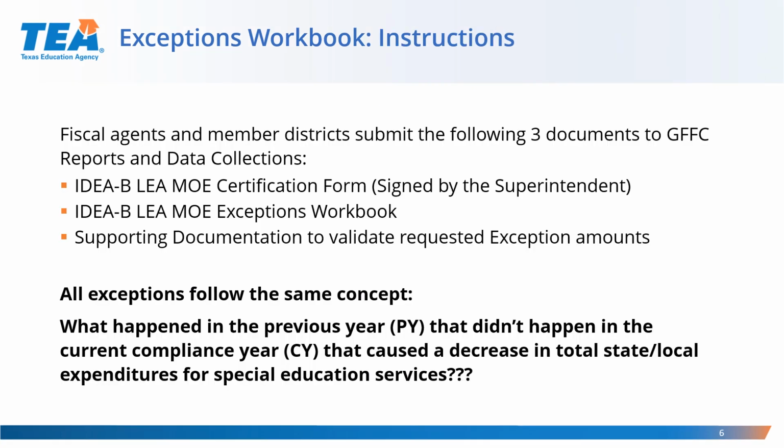Fiscal agents and member districts submit the following 3 documents to GFFC reports and data collections: the IDEA-B LEA MOE certification form, which is signed by the superintendent, the IDEA-B LEA MOE exceptions workbook, and supporting documentation to validate requested exception amounts. When submitting your exceptions, keep in mind that all exceptions follow the same concept. What happened in the previous year that did not happen in the current compliance year that caused a decrease in total state and local expenditures for special education services?